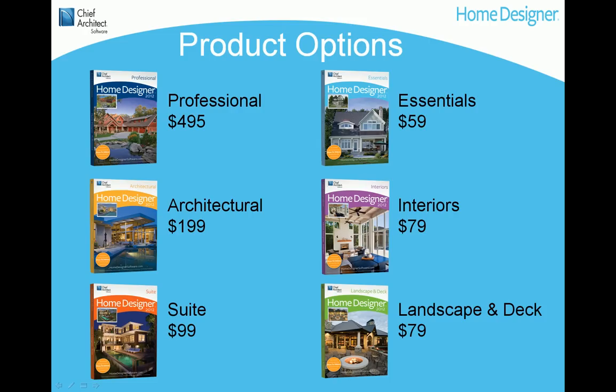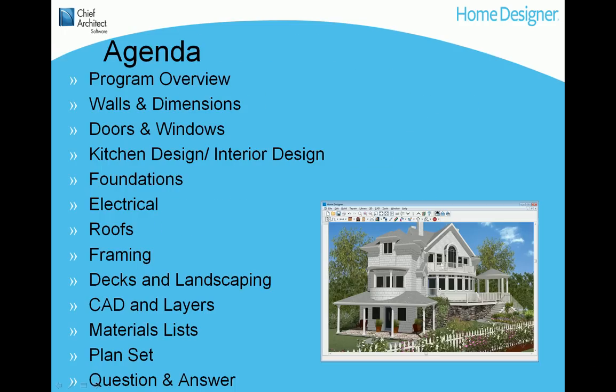Today I will be using Home Designer Professional. We offer many different types of programs to meet your design needs. For our complete home design, I'll be going over the program toolbar. We'll draw out the walls and I'll show you how to dimension. Then we'll place doors and windows and create a basic kitchen design by placing cabinets, resizing, adding appliances, and customizing using different materials and colors.